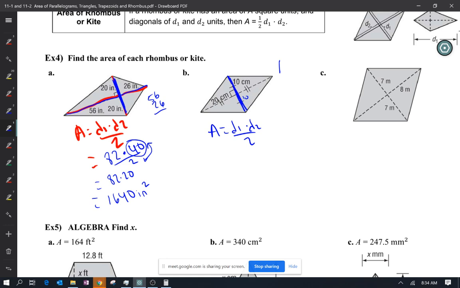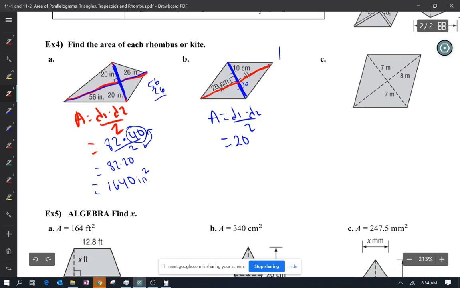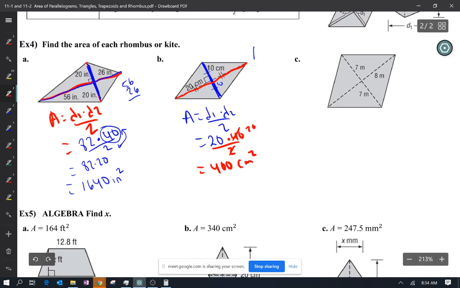Thanks for asking. All right, so diagonal 1 is this distance in blue, which is 20. Diagonal 2 in red is this one right here. And that's 40. And then we're going to divide by 2 because it's a triangle. Knock off those, make that 20, right? So that's 400. So 400 centimeters squared. These are really easy to do. So, all right, next problem.